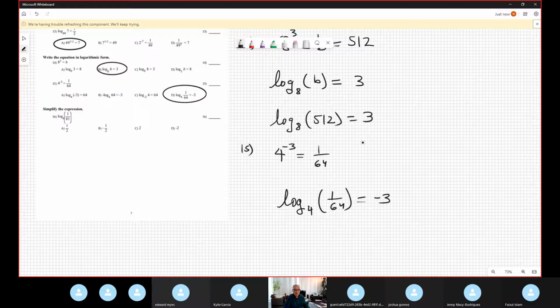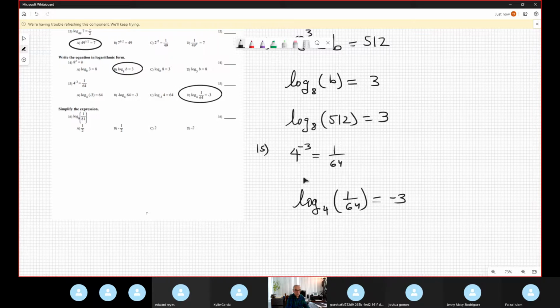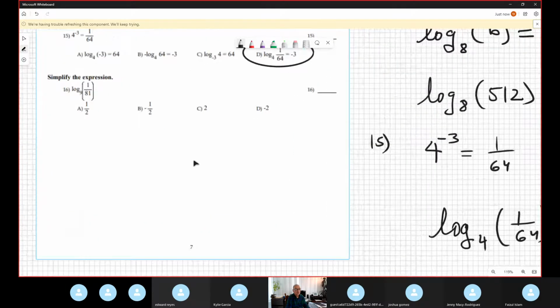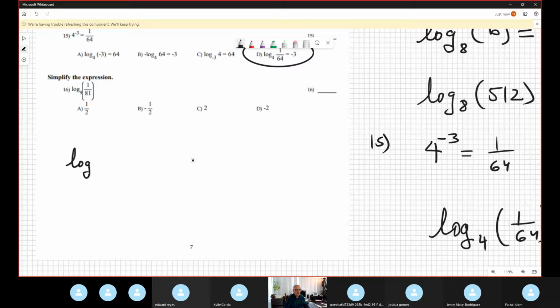Let's do it now. 16. Let me zoom to see more clearly. It is logarithm base 9 of 1 over 81. But I know very well 81 is 9 squared, right? But the problem is we have a reciprocal. If it is a reciprocal, it is negative. So the answer is negative 2, no? Well, this is one approach.